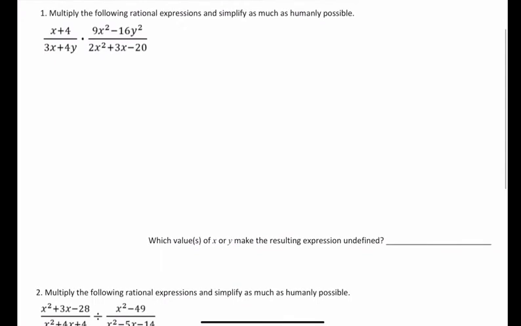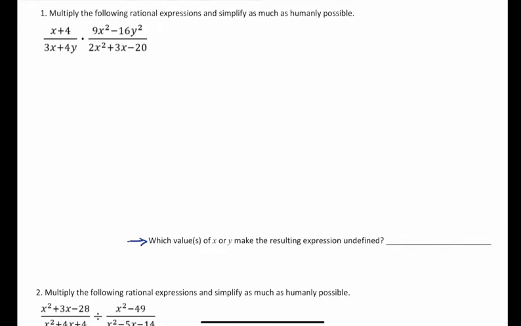Okay, so let's look at this first one right here. It says multiply the following rational expression and simplify as much as possible. And then down here it says which values of x or y, it looks like there's x's and y's in this question, will make the resulting expression undefined, which we've talked about before.